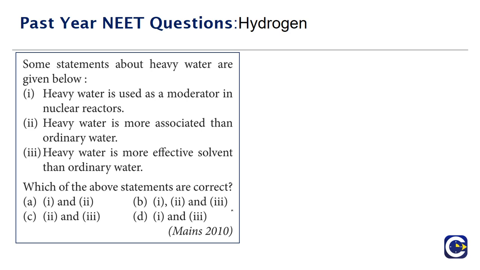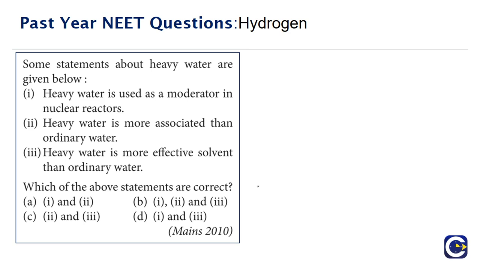The first statement is heavy water is used as a moderator in nuclear reactors. The second statement is heavy water is more associated than ordinary water. More associated would mean the molecules are more bonded to each other, more intermolecular forces. Generally, when a liquid is more associated, the boiling point of the liquid must be higher, because it will be difficult to move the particles of the substance from liquid state to vapor state.